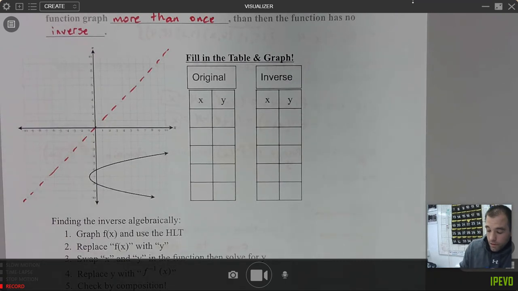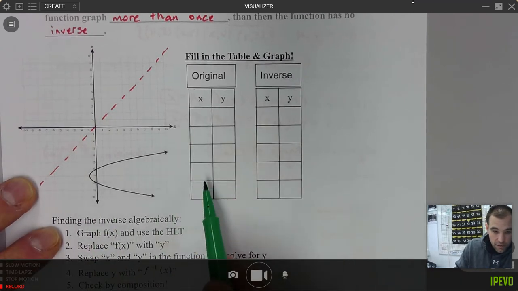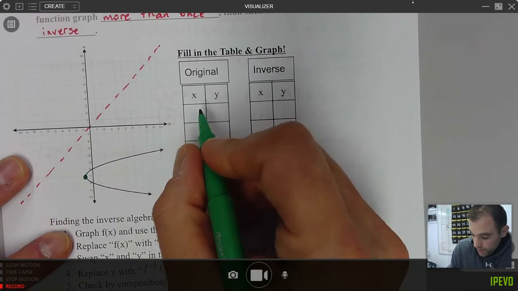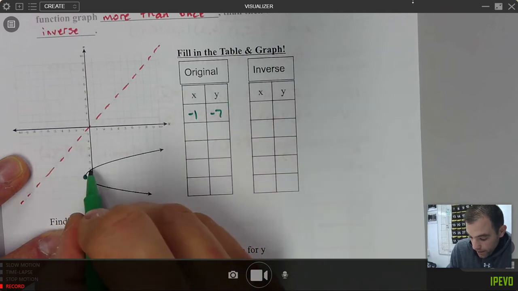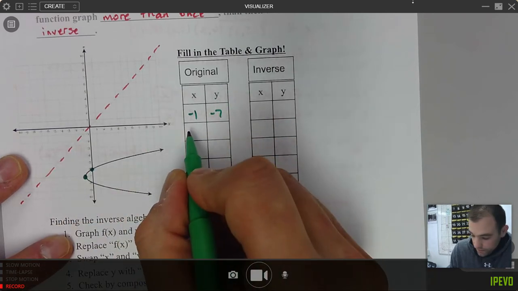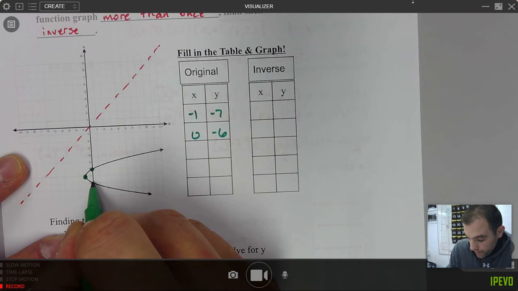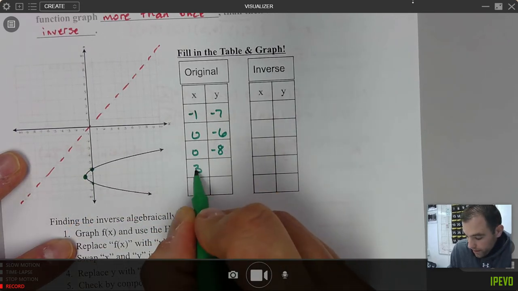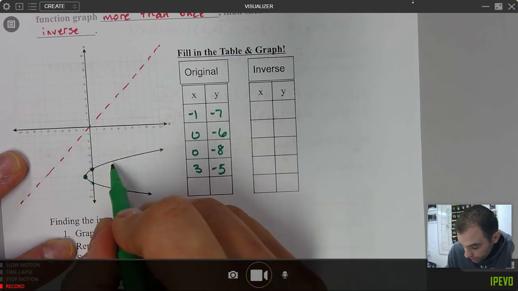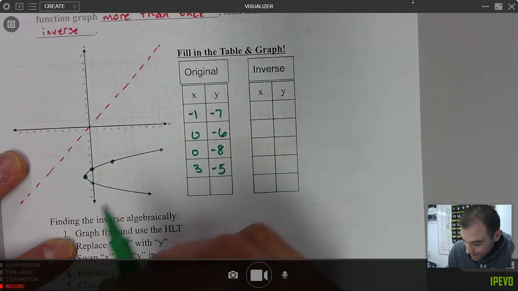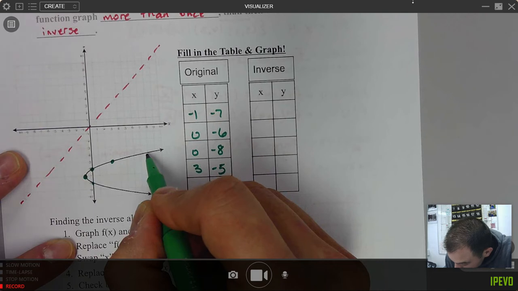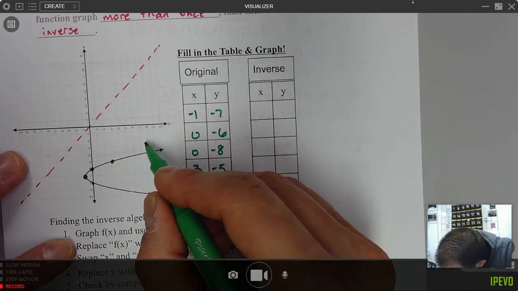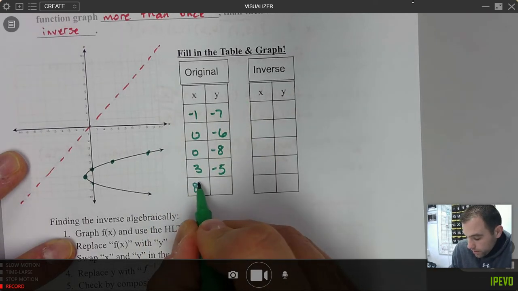Okay, so I already have the graph here. Let's just pick out some points. I already picked some out. I have -1, -7. I have 0, -6, excuse me. Then I have 0, -8. Then I have 3, -5, right there. And then I have 8, -4. Did I count wrong? 1, 2, 3, nope, that's right, 8, -4.